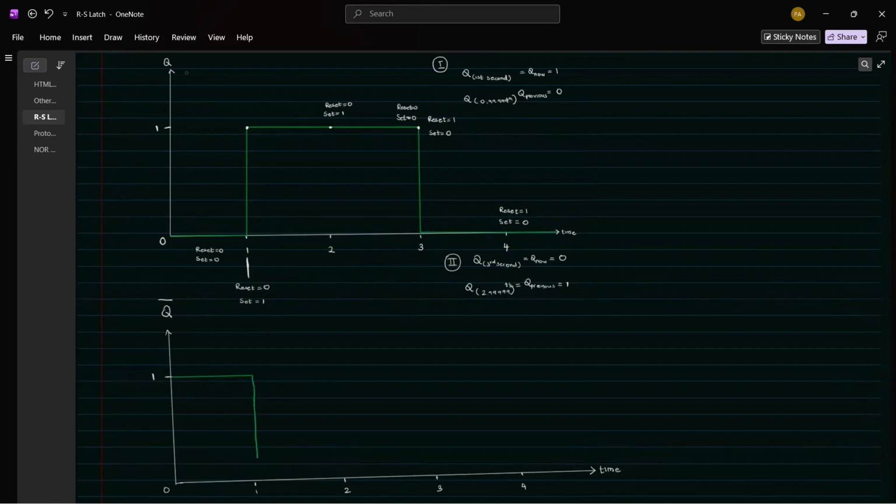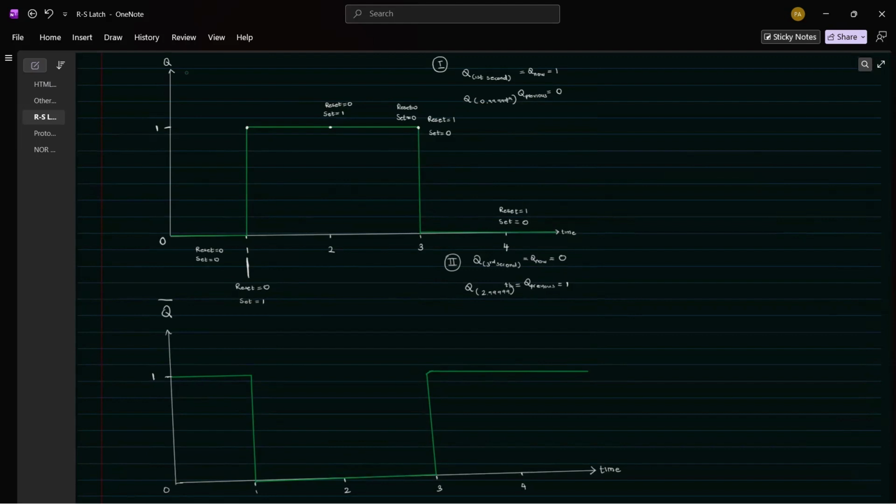When Q becomes 1, Q bar becomes 0. And it will be 0 until Q becomes 0 again, and then it will be 1 until Q becomes 1 again. That's the idea. That's it. It responds opposite to the given system. And this is all you should know to understand the use case of the RS Latch.